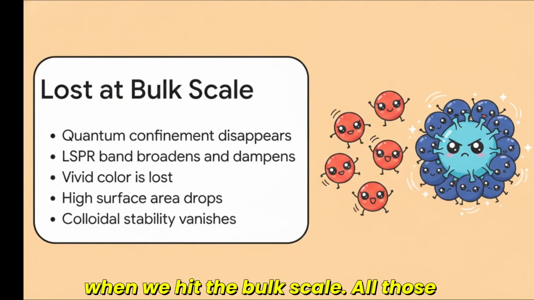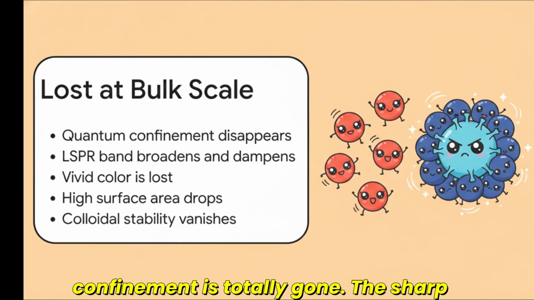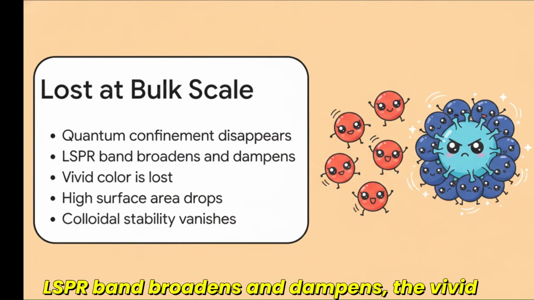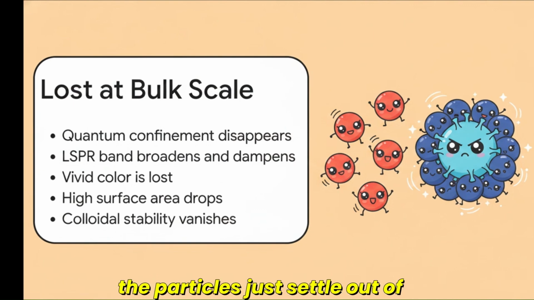When we hit the bulk scale, all those special properties disappear. Quantum confinement is totally gone. The sharp LSPR band broadens and dampens. The vivid color is lost, the surface area drops, and the particles just settle out of suspension.